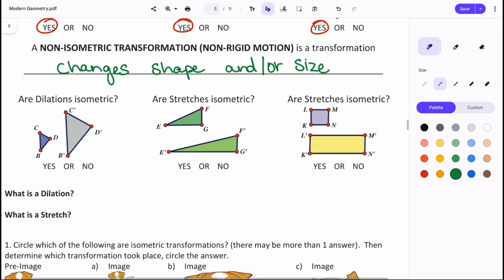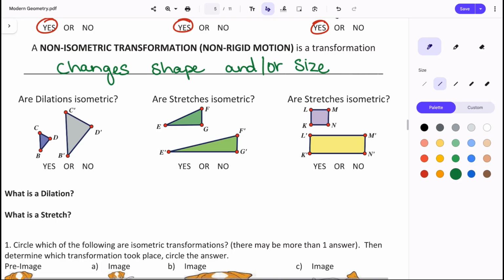Now there's two types of non-isometric transformations, okay? Isometric was reflection, rotation, and translation. The non-isometric ones are going to be a dilation and a stretch. But we have to be able to understand what the difference is between the two. Okay? Let's start with the dilation.